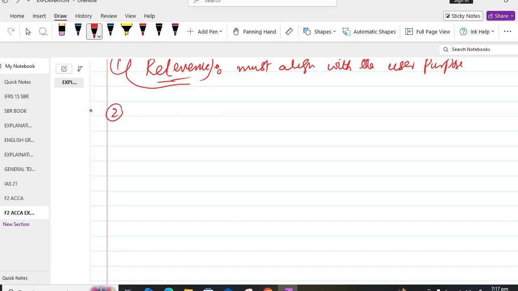The second quality required for good information is completeness. The information you are providing or getting should be complete. So what do we mean by completeness? We mean that the information should provide a full picture.